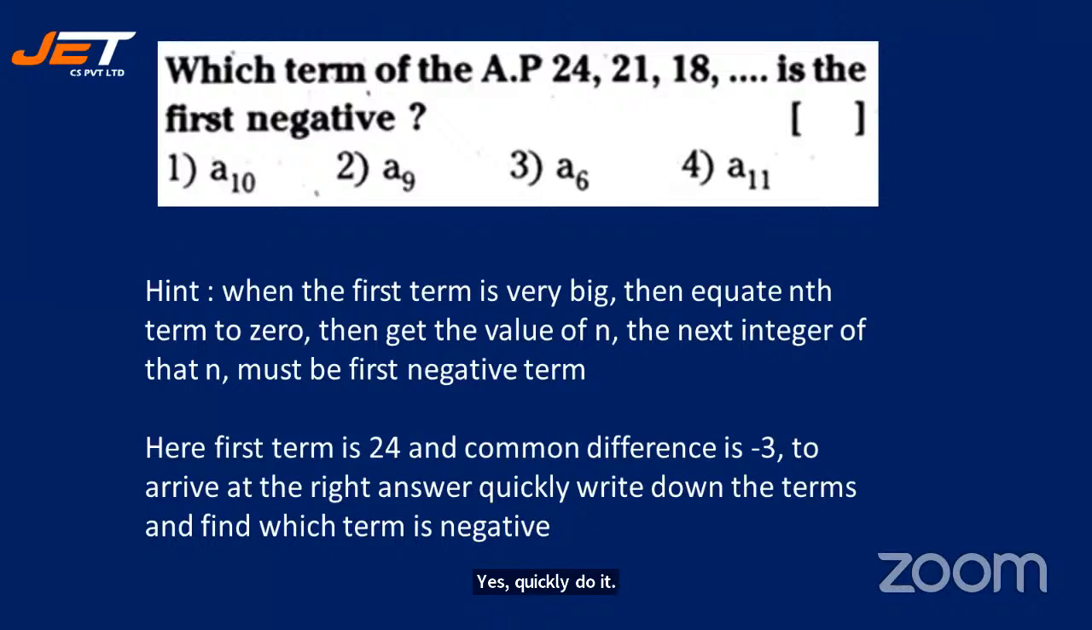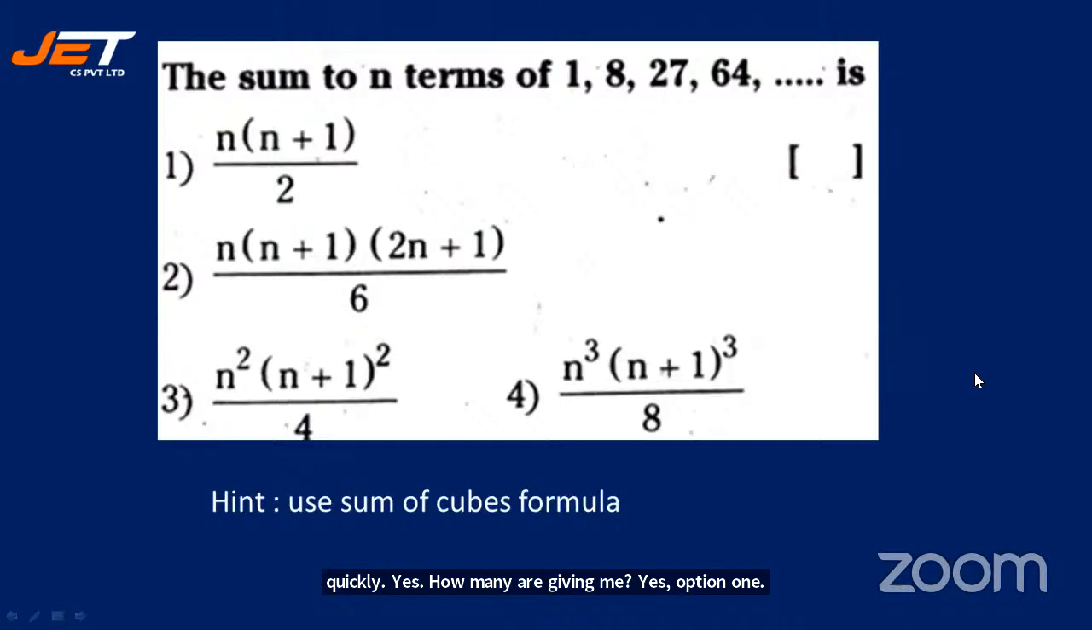We are actually running out of time. Quickly. Yes, let me disclose the answer. It should be A10. How many are giving me? Yes, option 1. Almost all are giving me option 1. Very good. Right. See the next question.